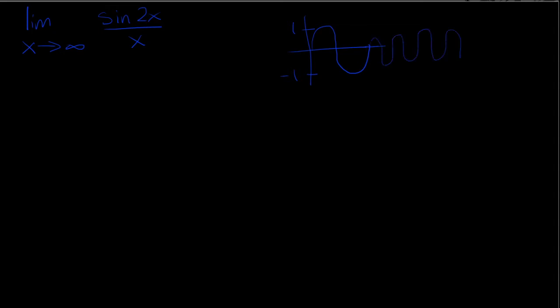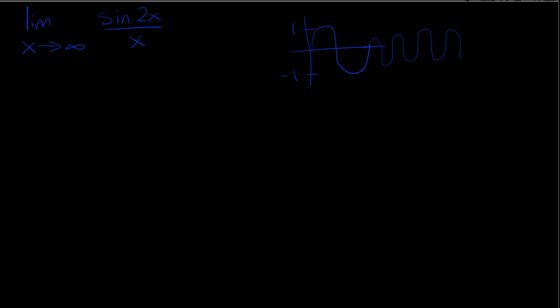Let's start with the limit as x approaches infinity of sine 2x over x. If I look at where sine 2x is as x approaches infinity, we know that sine oscillates between 1 and -1. So when you're going really far out to infinity, it's going to go between -1 and 1 forever, bouncing back and forth. And then 1 over x is going to go to 0.